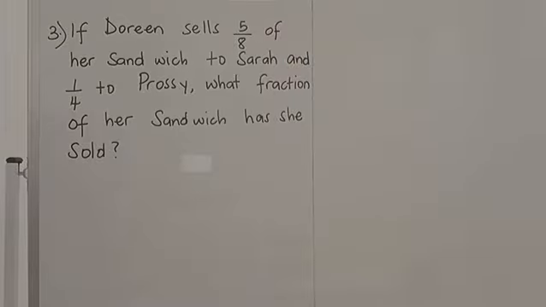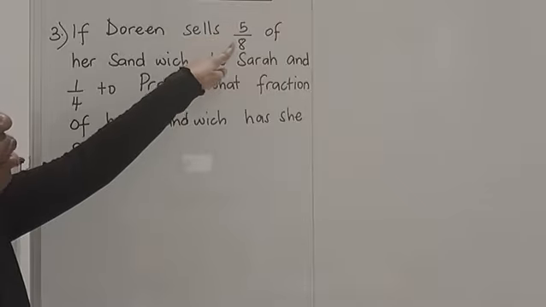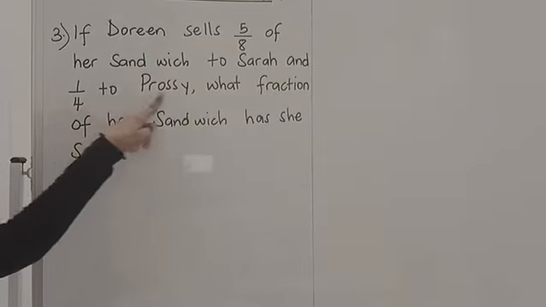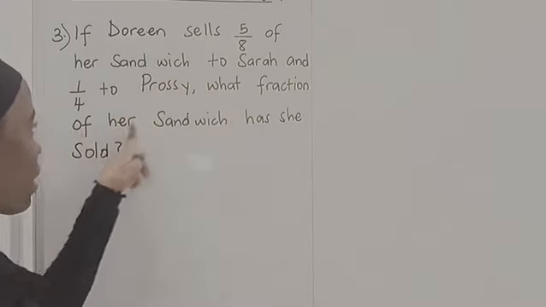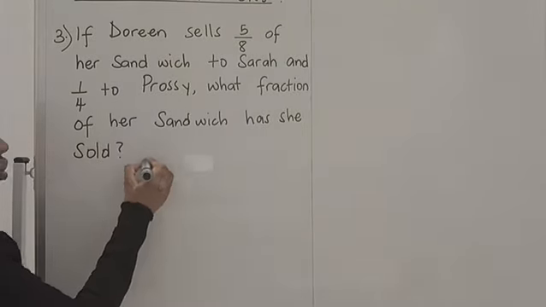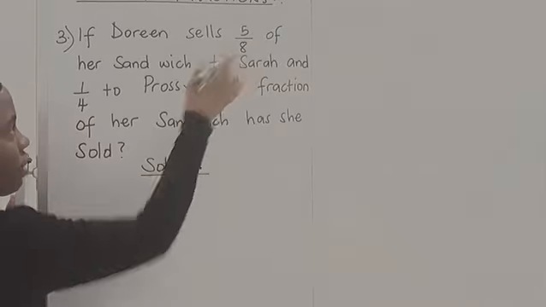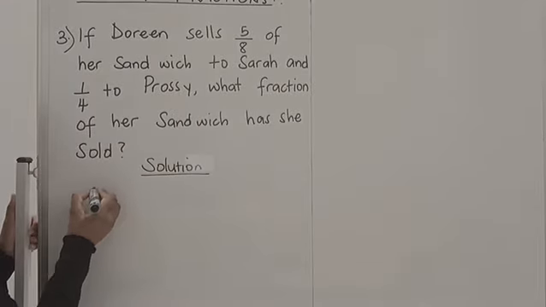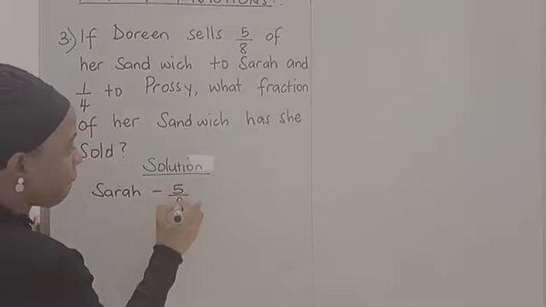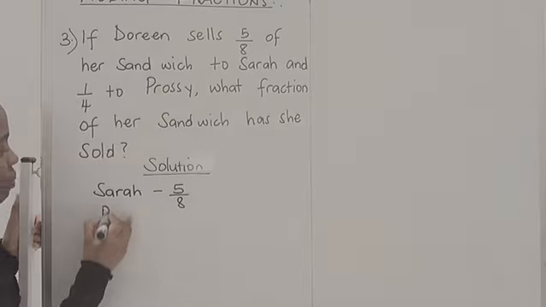Okay? Now this is a word problem. They are saying that if Doreen sells 5 out of 8 of her sandwich to Sarah and a quarter to Prosy, what fraction of her sandwich has she sold? Okay. Now here in our solution, we have the fraction that went to Sarah. Sarah was given that one, 5 out of 8.